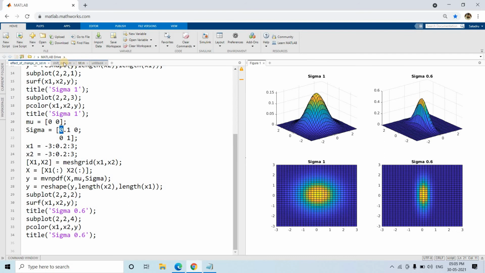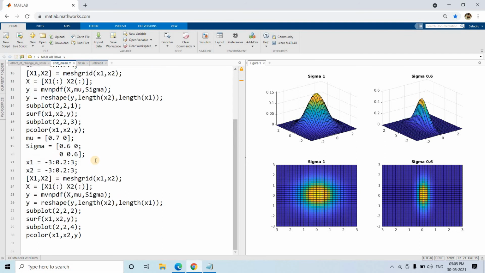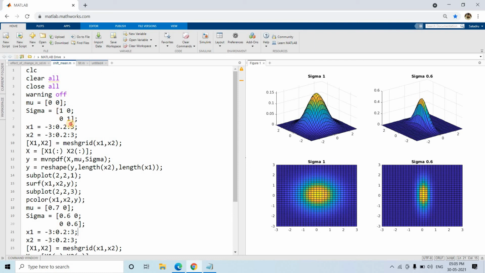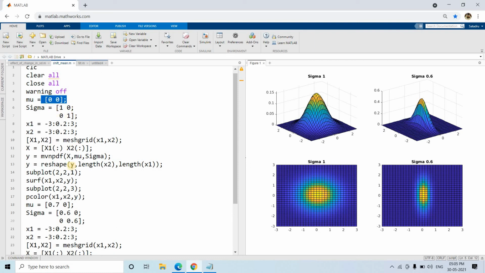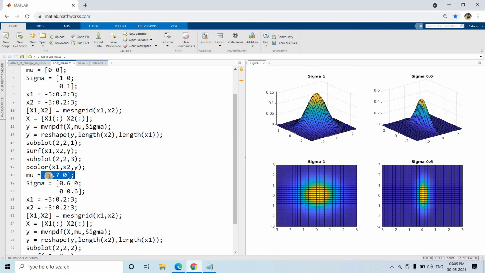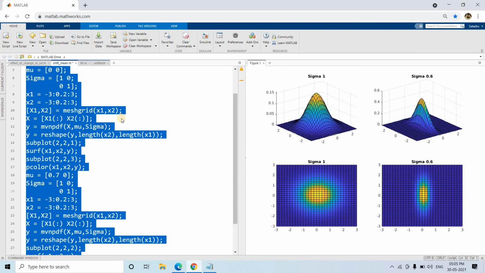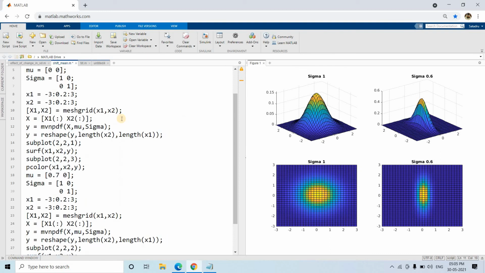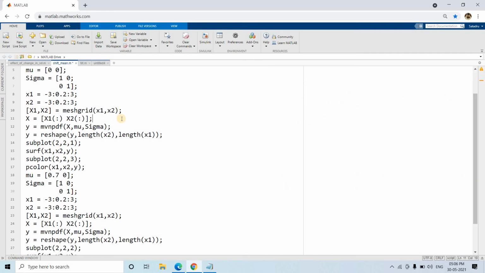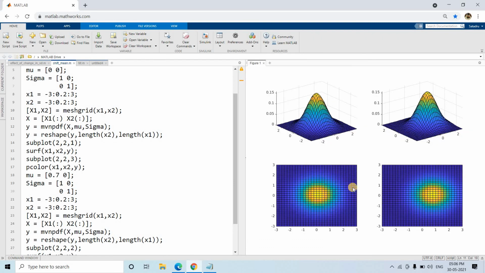Now maybe we can see the shifting of the mean. In this particular code, I am keeping sigma as 0.11 and mean as 0.0, and in this one I am changing the first mean to 0.7. Let me keep this sigma as it is, and if we just run it, just to make you understand or get the feeling of the multivariate Gaussian distribution, I am just changing the parameters and showing you. There is no other concept; I hope you are getting the main concept.